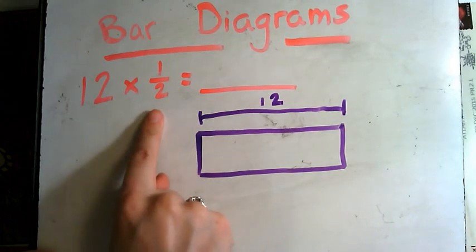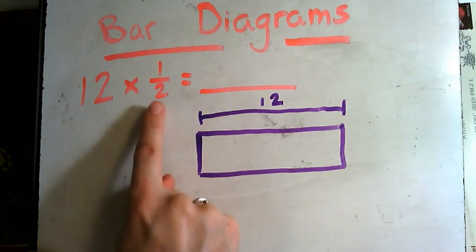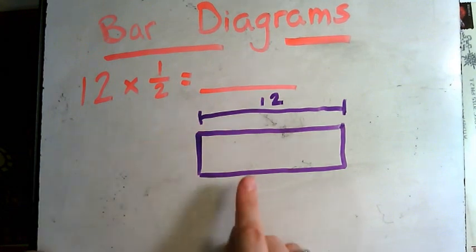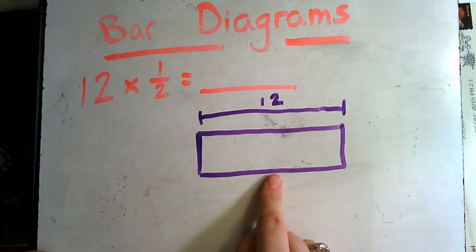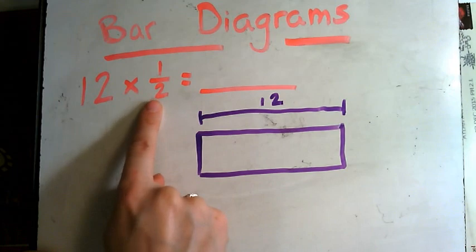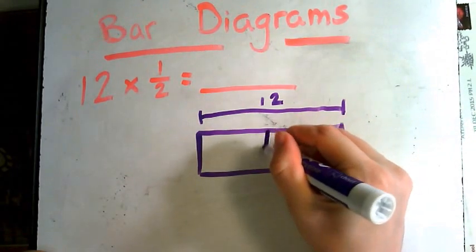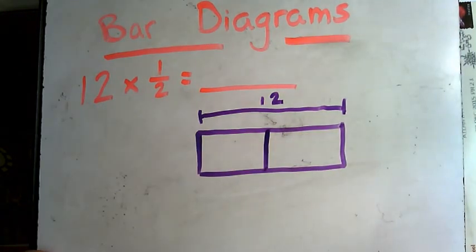Then we look at our fraction, because we remember that fractions are the same thing as division, and that reminds us that we need to divide up our model. We're going to divide up our model into pieces. The number of pieces we need will be told to us by the denominator. In this case, the denominator is 2. So our model will need to be divided into 2 equal pieces.